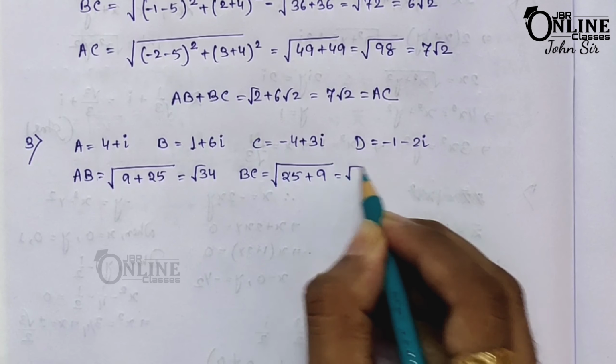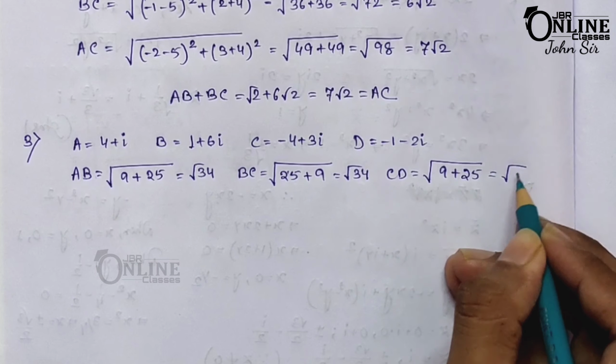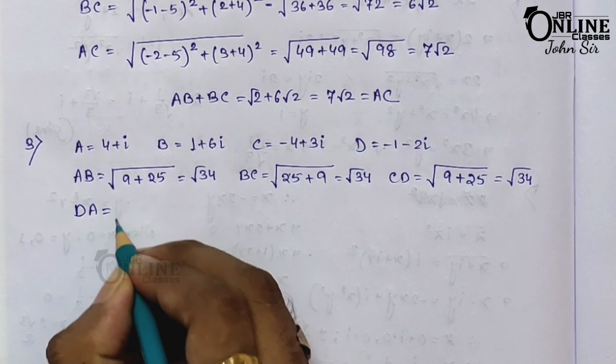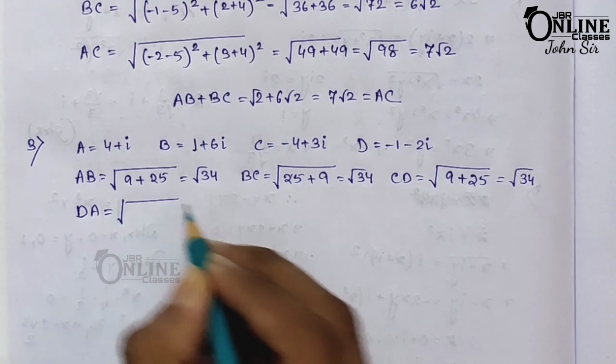Now the next one, CD. For CD, -4 minus +1, so it will be -5... -3 whole square, so 9, and then -3 minus 2... that means 5 whole square, so it will be 25, so that equals also 34. Now the fourth one, that means DA. For DA, 4 minus -1, so it will be 5 whole square, that means 25. Then here 1, here -2, so 1 plus 2 that means 3, so it will be also 9, so √34. That means all sides are equal here.